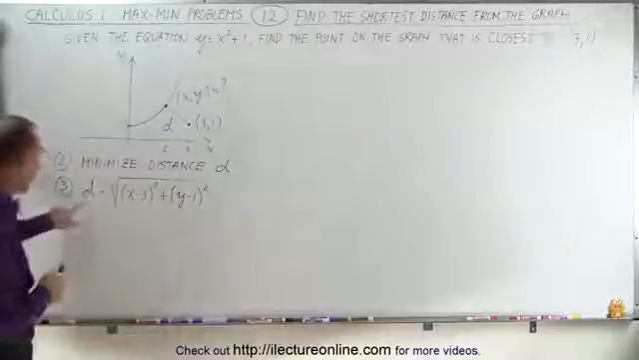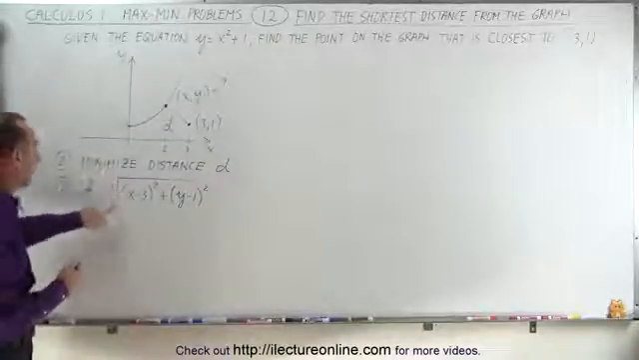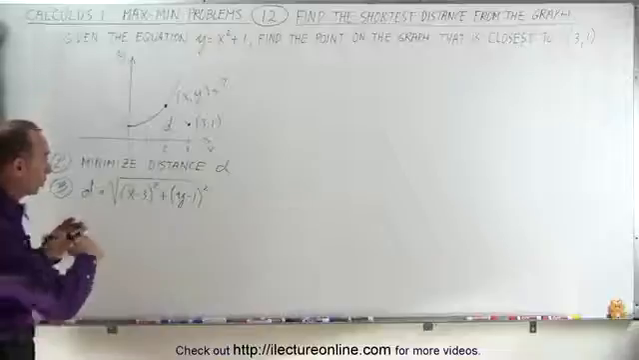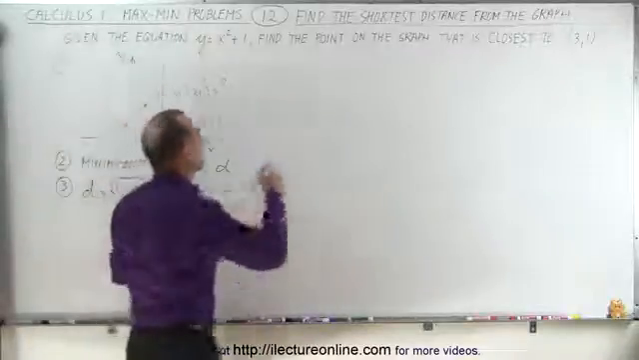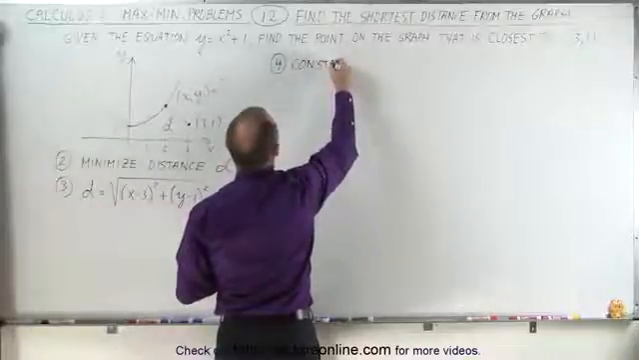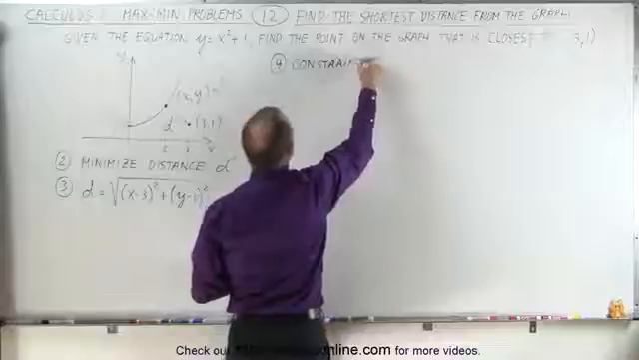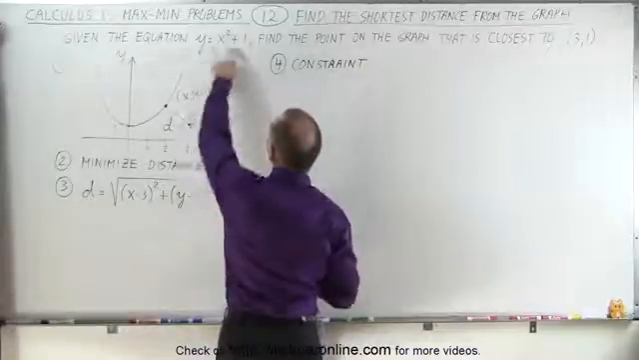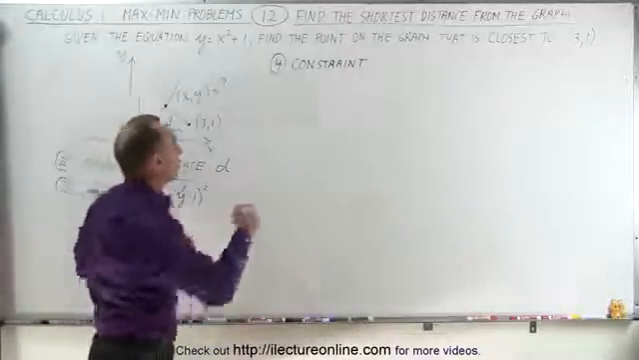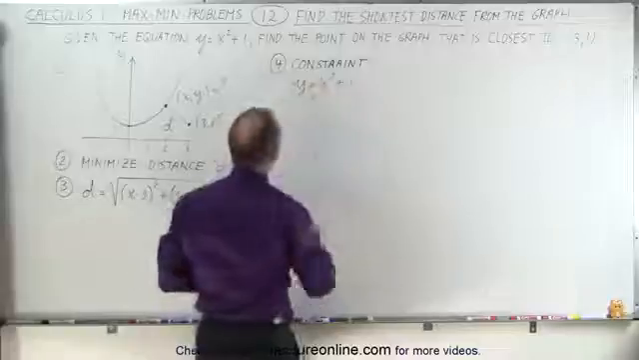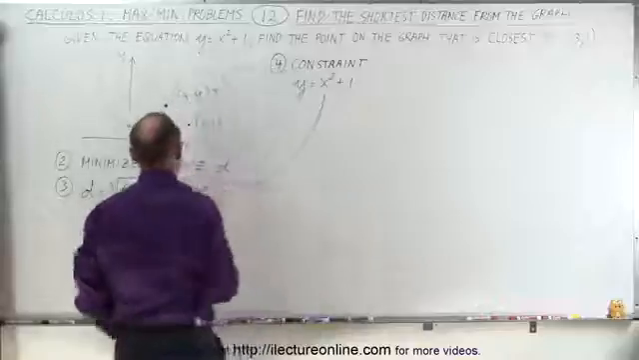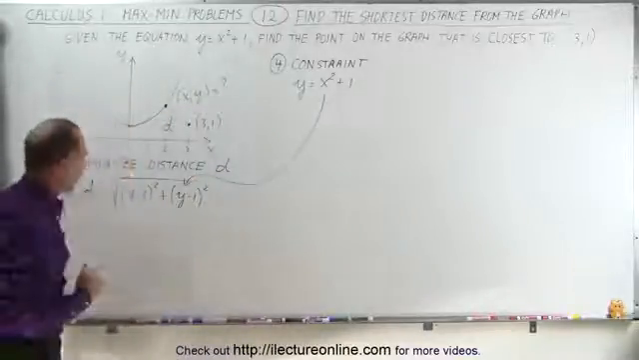But again, notice that our equation for the distance that we're trying to minimize has 2 unknown variables, x and y, which means we're going to need a constraint to allow us to eliminate one of those variables. Step 4, we need a constraint. The constraint in this case is that the point must be on the graph, which means the point must follow the equation y equals x squared plus 1. Which means that y can be replaced by x squared plus 1 in our equation right here. Let's go ahead and do that. And now we'll have an equation that only has one variable, x, in it.